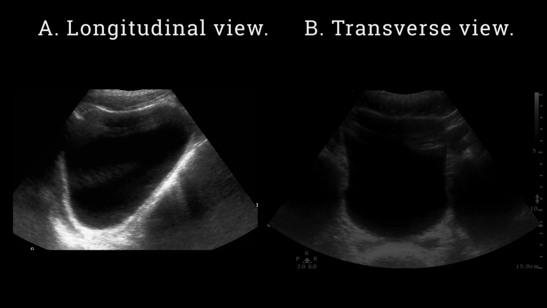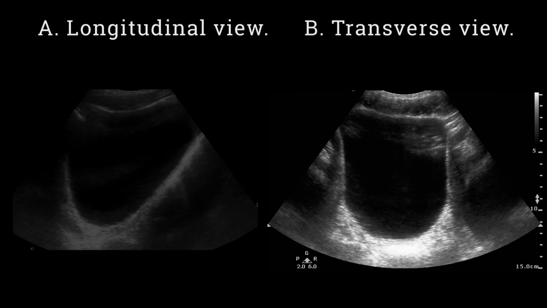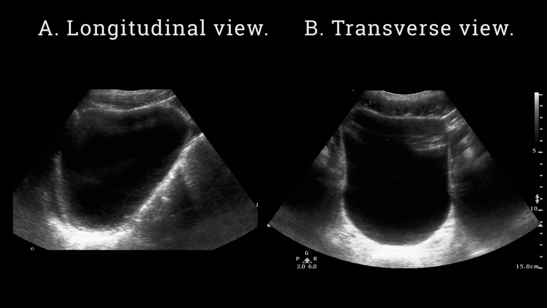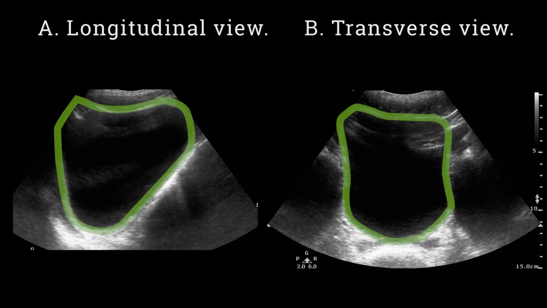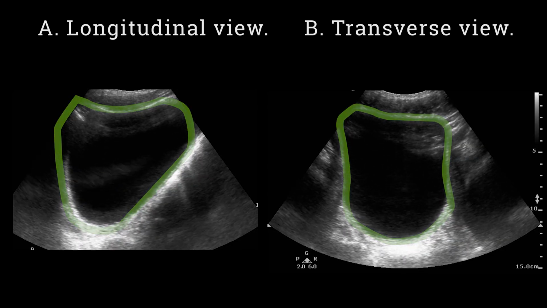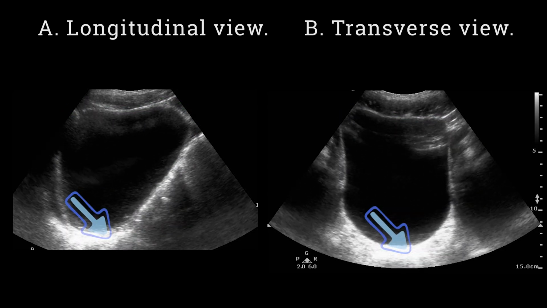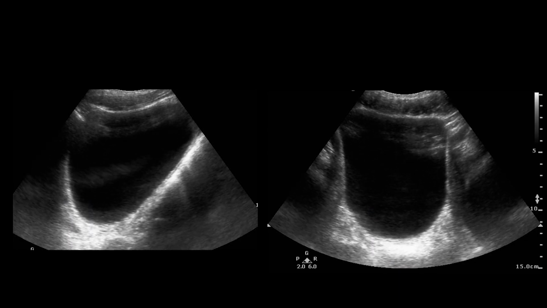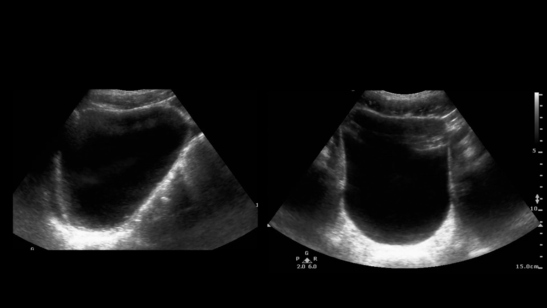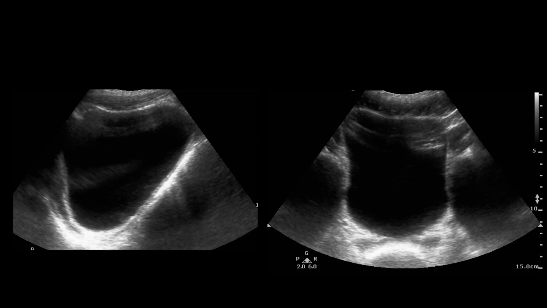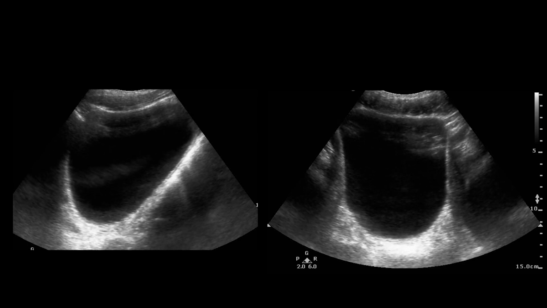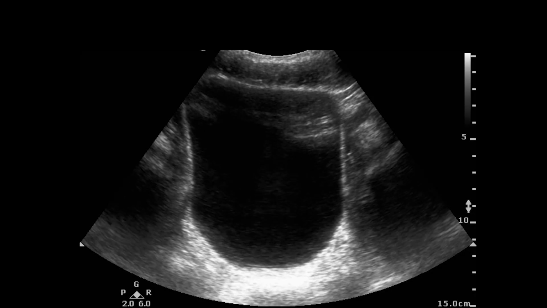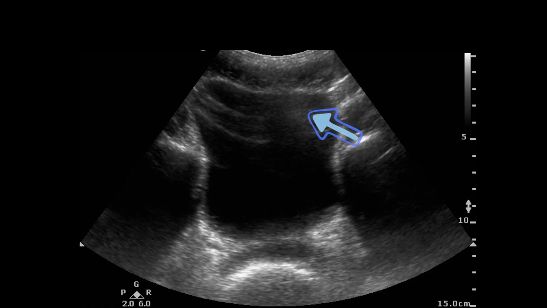The corresponding 2D longitudinal and transverse view of a male in the suprapubic examination is seen here. The urinary bladder is identified in a near field. The uterus or rectum are visualized deep to the bladder and they appear hyperechoic. This is because the fluid present in the bladder attenuates sound waves less than the surrounding tissue. This artifact is known as acoustic enhancement. We can also appreciate side lobe artifacts.